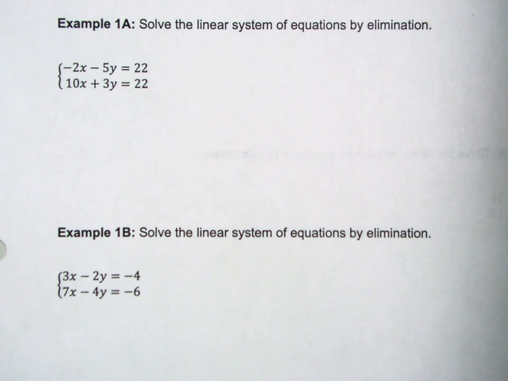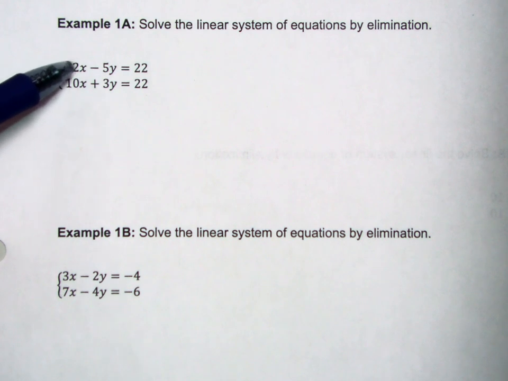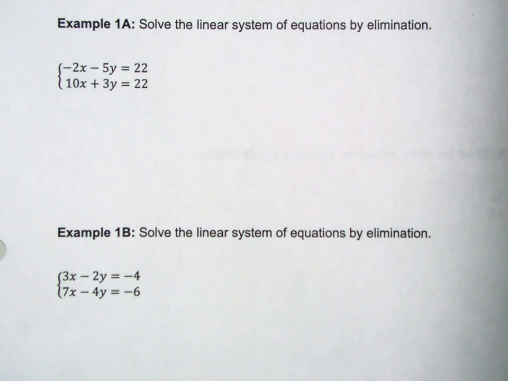So if you take a look at example 1a in your notes, you're going to notice that if we were to take our two equations and add those two together, our negative 2x plus 10x is going to end up giving us 8x, and so those aren't going to cancel each other out. And if we were to take negative 5y and add 3y, that's going to give us negative 2y, which also will not cancel each other out.